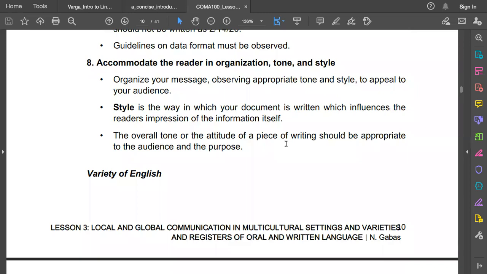Next, the overall tone and the attitude of the piece of writing should be appropriate to the audience and the purpose.